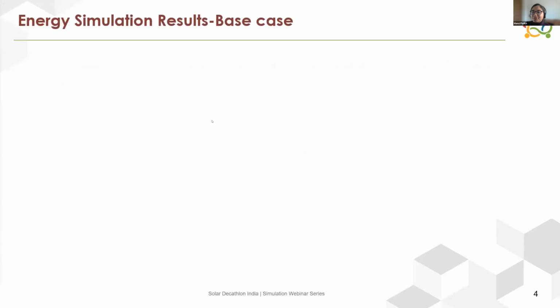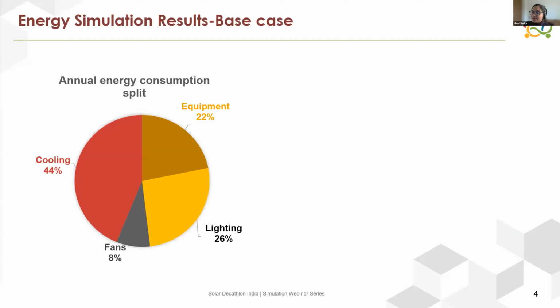So, in this chart, as you can see, this shows the annual energy consumption split. This is for a typical office building in Visakhapatnam. And as you can see, cooling accounts for maximum energy consumption, which is 44% here, followed by equipment and lighting, which are roughly around 26 and 22%, and fans and ventilation, which accounts for 8%. As I said earlier, this would be different for different kinds of buildings. There are IT offices which would have higher equipment loads and equipment consumption.